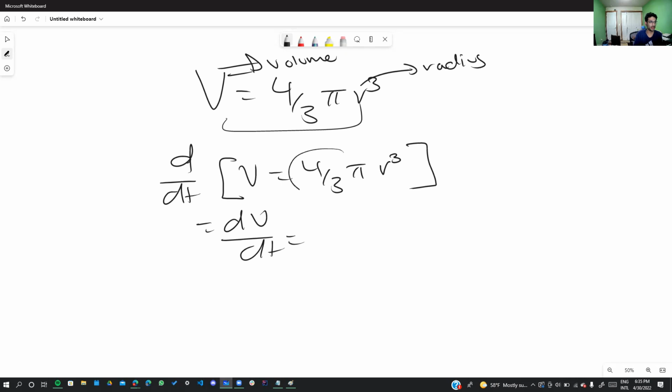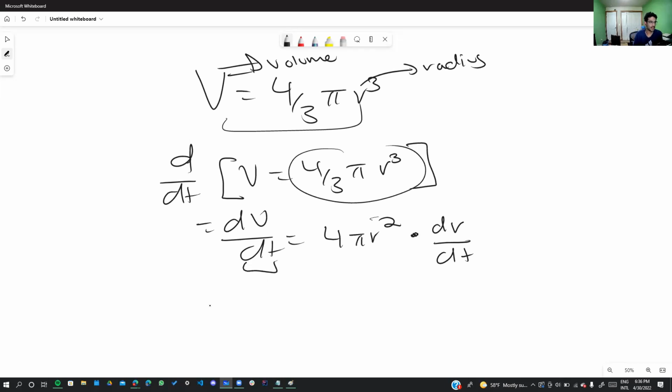On the right-hand side, we take the chain rule. First we take the derivative with respect to r, using the power rule. So it'll be 4 pi r, and then we subtract the power by 1. Now r is changing on its own terms, and t is changing on its own terms, so we have to make a connection between the two. Now it's dr over dt. So that's how we do this.